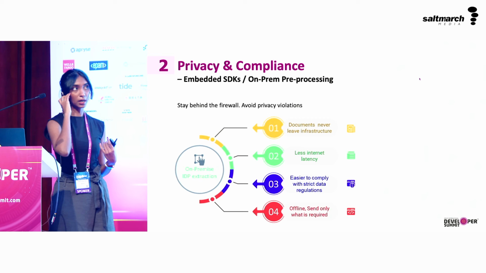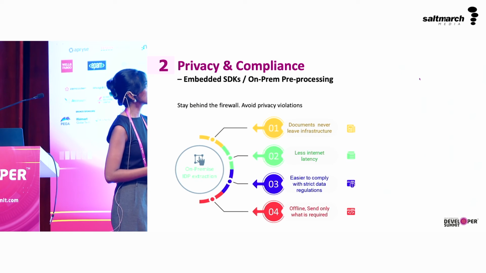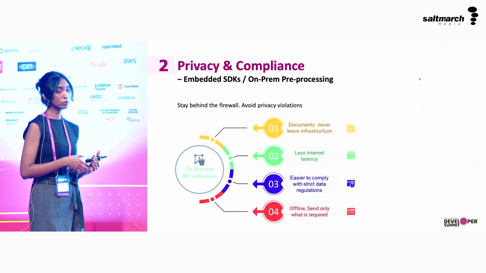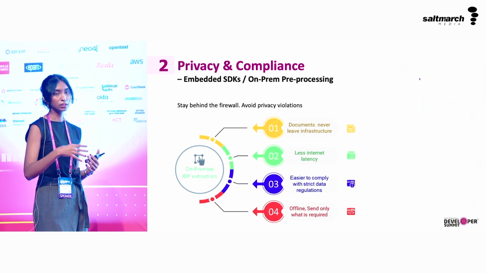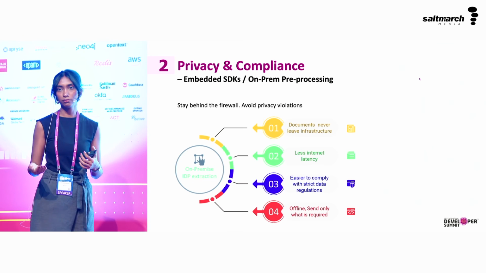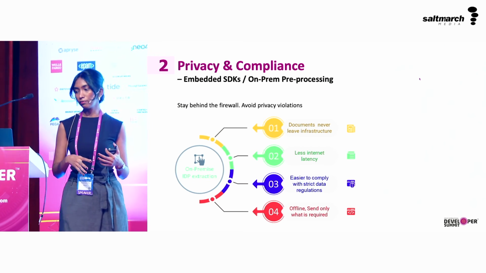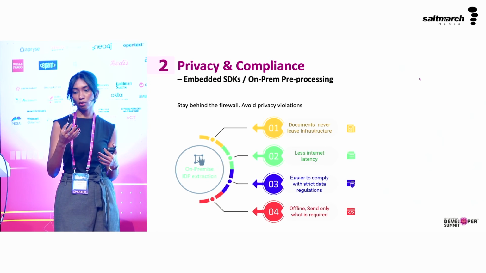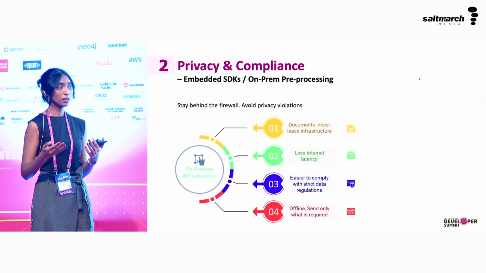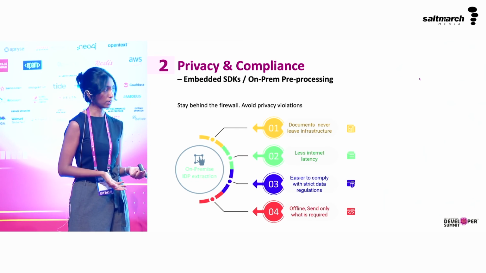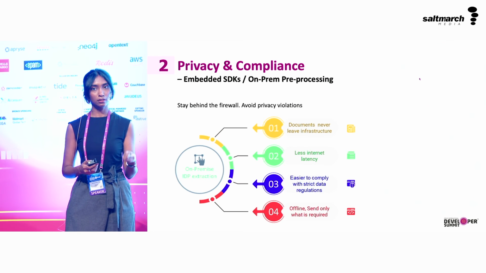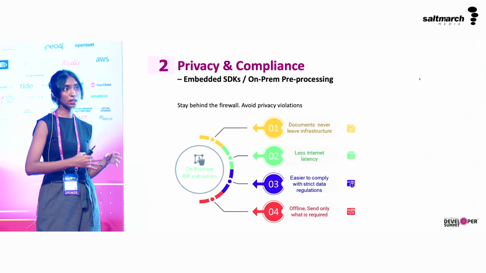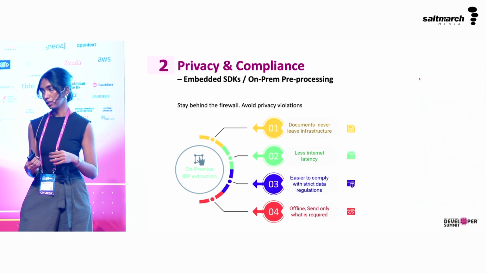And how do we solve the privacy and compliance part? The first thing that we can do is embed the SDK or use on-prem pre-processing. If you use SDKs, you're not going to have a third-party agent, and your documents never leave your infrastructure. Everything is within your environment, which means you're staying behind the firewalls. And if you're using offline SDKs, you have basically no internet latency. It's also easier to comply with strict data regulations when you're in full control of all the document data you are using, as well as the SDKs that are using this document data.